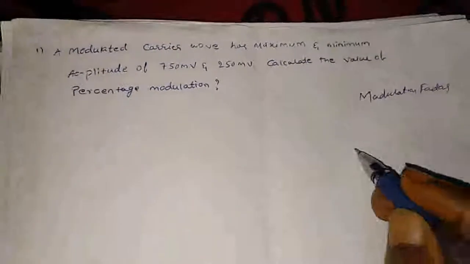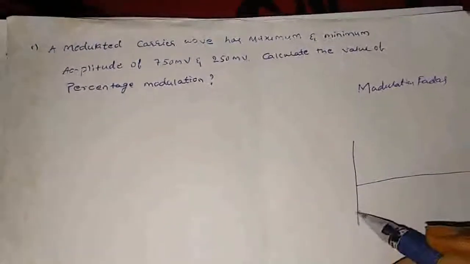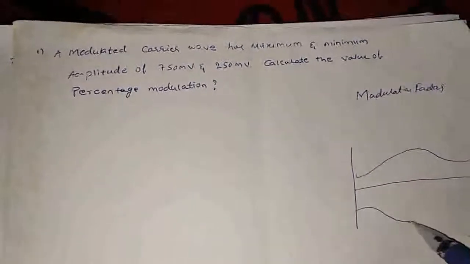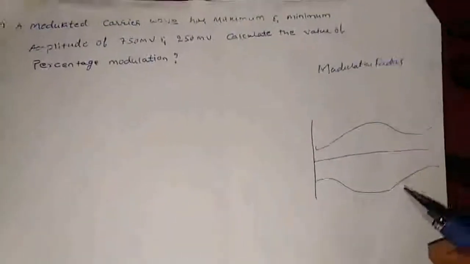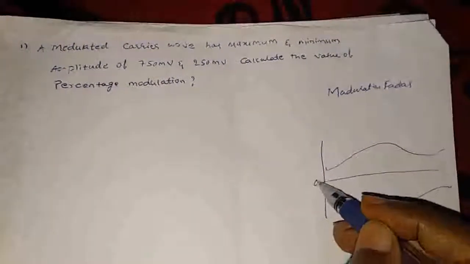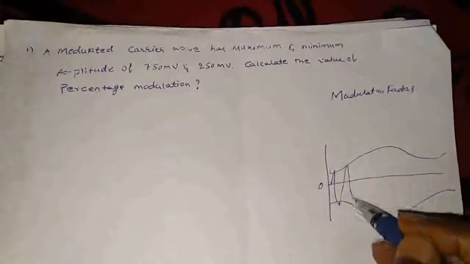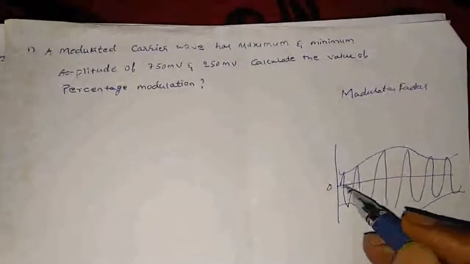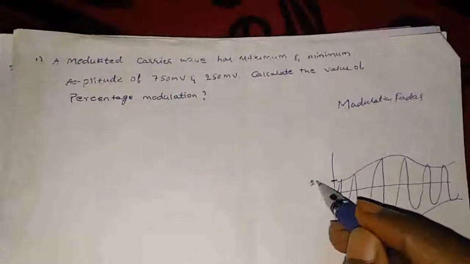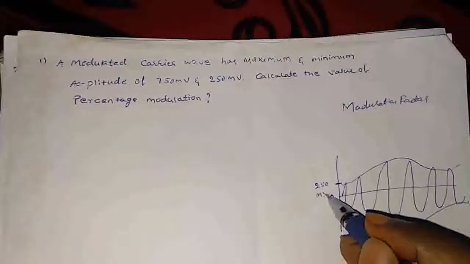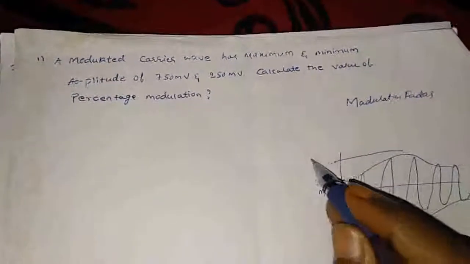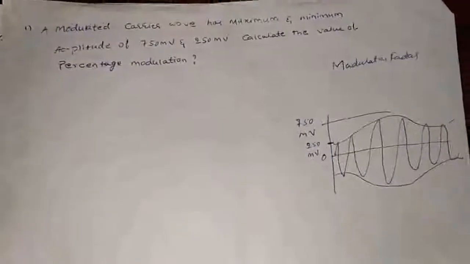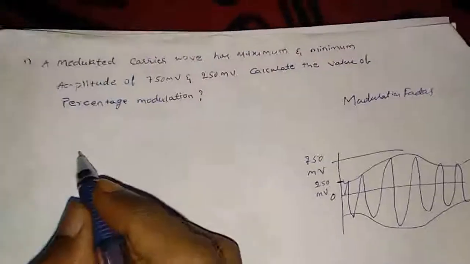You have to see the waveform, that is the carrier waveform, and the modulated waveform will travel to both the positive and negative side, and the center waveform will travel with this amplitude modulation. The distance will vary, and this is the lower, that is the 250 millivolt, and this is the higher, the 750 millivolt. So we have to see the formula.